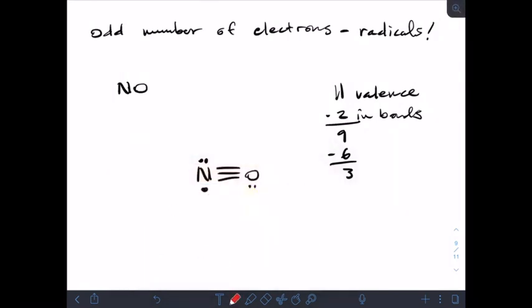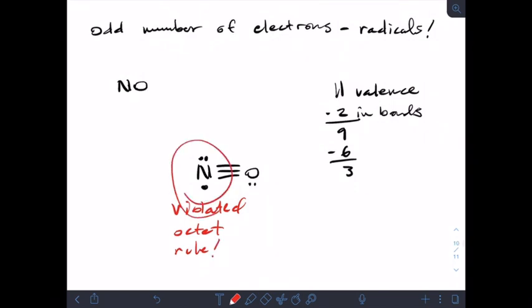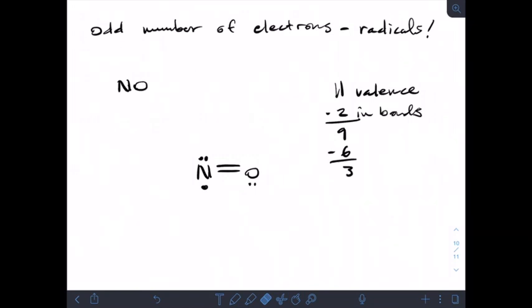I have violated the octet rule. And I cannot do that with nitrogen. Okay? Nitrogen must follow the octet rule, even if it means that it comes out having less than an octet. That's what you got to do. You cannot exceed the octet rule with anything in the second row. Right? So we're going to get rid of that bond. We're going to put the electrons back on the oxygen. And we have nitrogen monoxide.